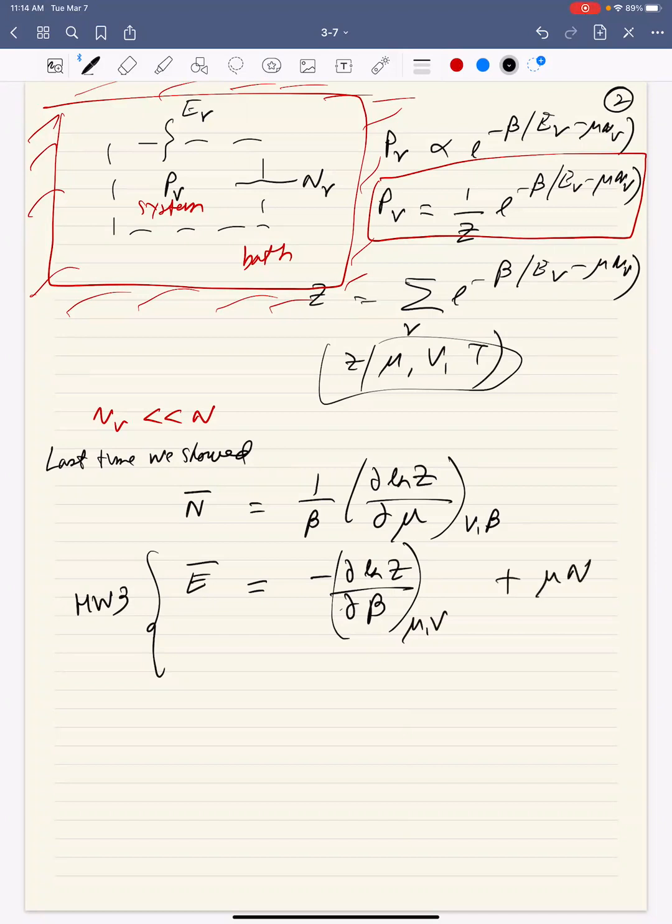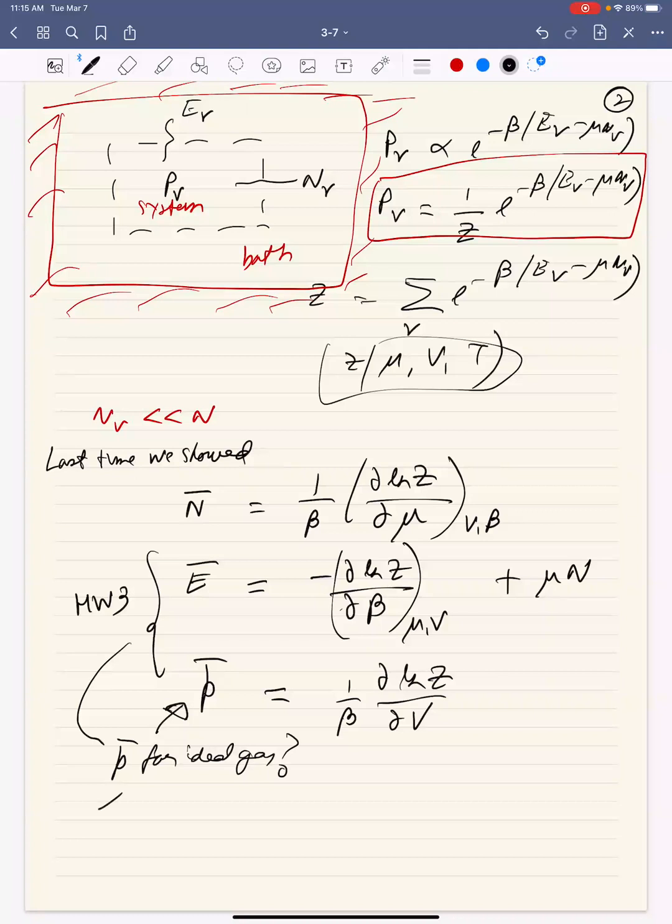It has another term over here, and similarly you can derive the average value of the pressure, which is going to be 1 over beta partial ln Z by partial V. In your homework 3, and if I don't ask you in your homework, the probability that I ask you this question in your final or somewhere else becomes even higher. I would like you to think about P bar for an ideal gas. And I would like you to think about P minus P bar whole squared for an ideal gas.